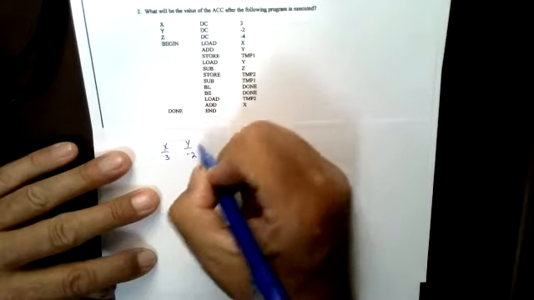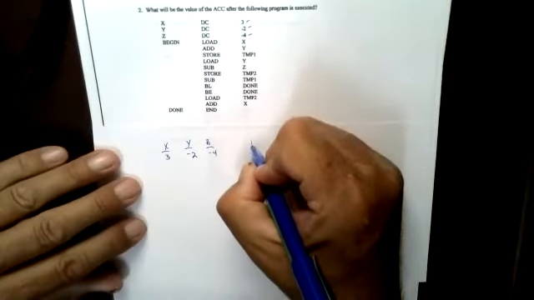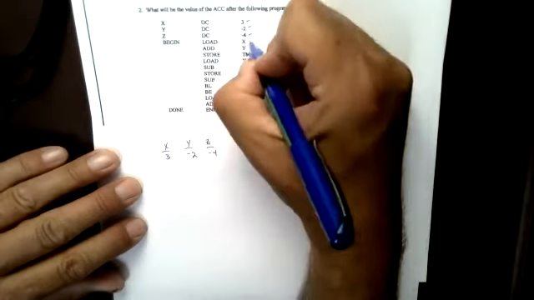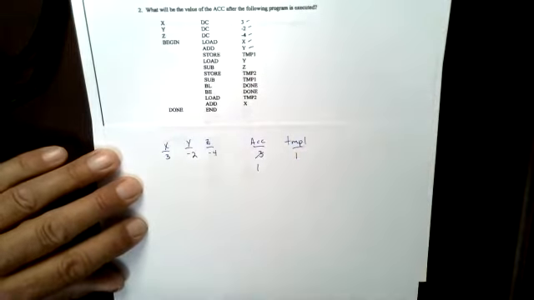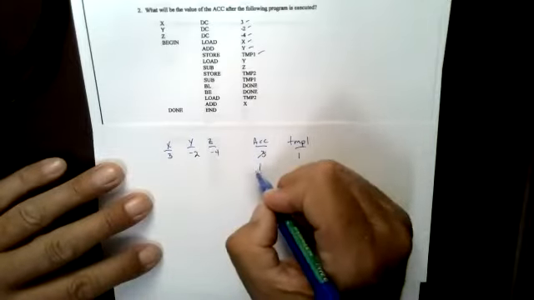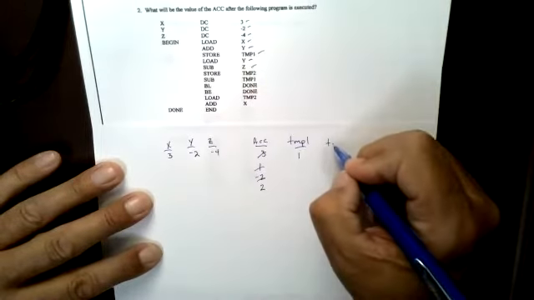Declare a constant, so X gets the value of 3. Y gets the value of negative 2. Z gets the value of negative 4. Check, check, check. Accumulator gets 3. Check. Subtract Z gives me a positive 2. Check, storing temp 2.